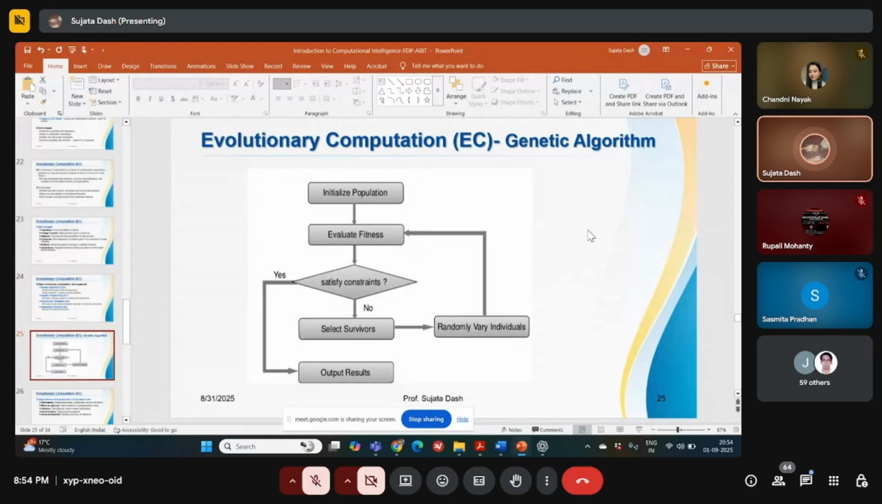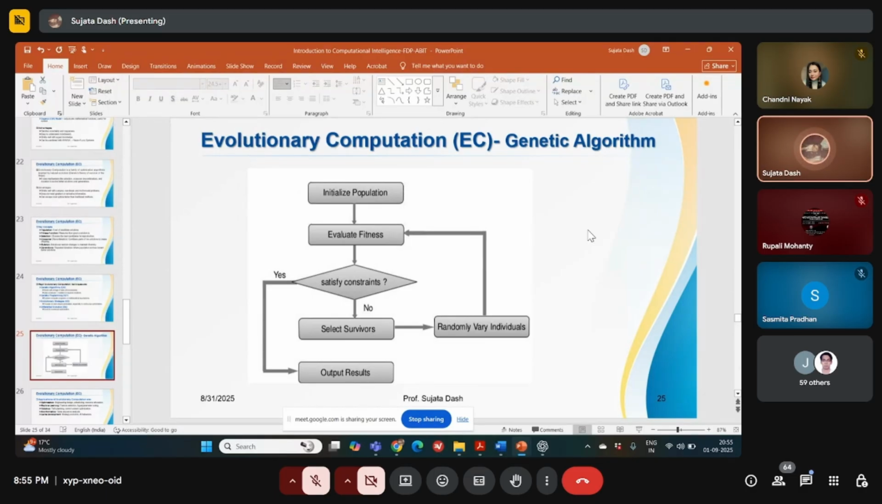If it is no, then you continue the evolution, continue evolving the solutions toward more efficient solutions. So randomly vary the individuals. Again, you find the fitness value for every individual, and then again you check whether it is satisfying the constraints or not. Then step 4 is select survivors. If no, you are coming to step 4, select survivors.